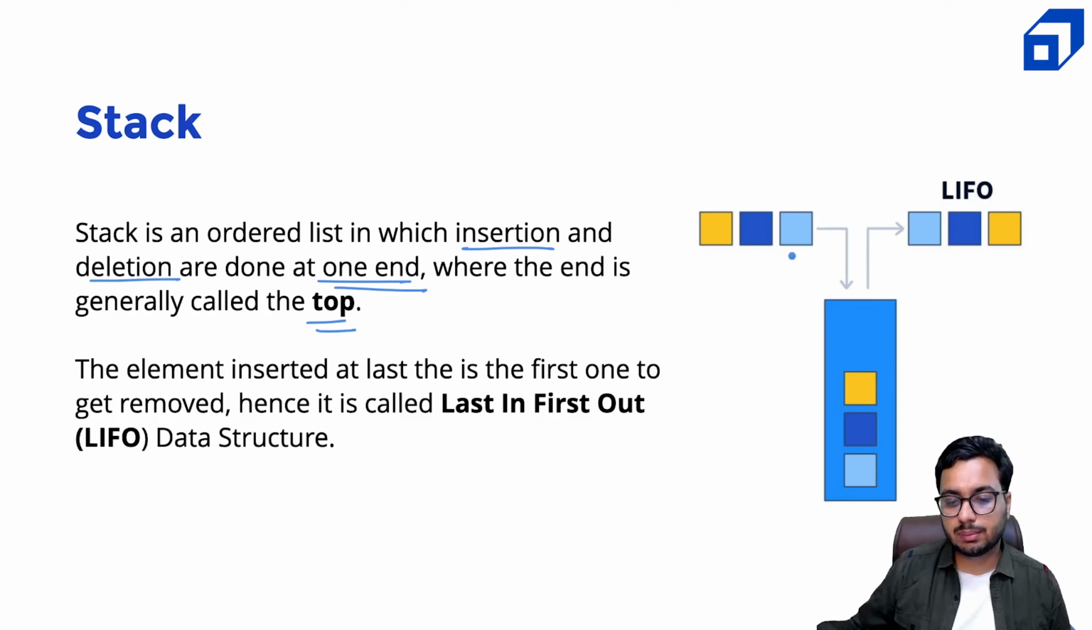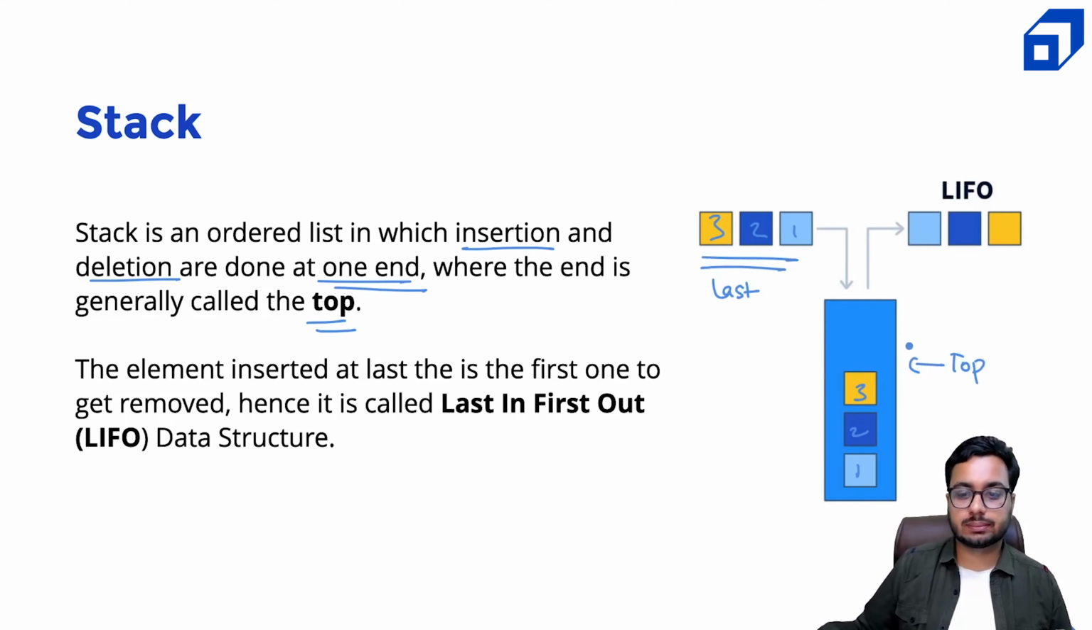So if you're pushing something, this blue goes, then this blue goes, and then this yellow goes. The item which is inserted last is at the top of the stack. Now, if you want to remove something, this 3 will come out, then this 2 will come out, then this 1 will come out. So the last item is the first one to come out. Hence this behavior is also called last in first out.